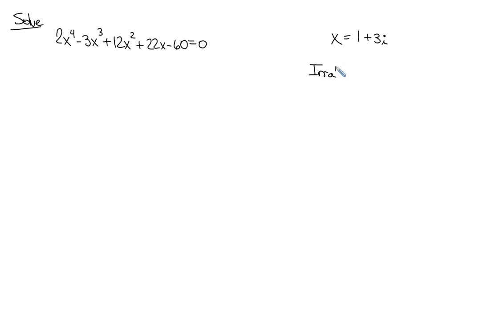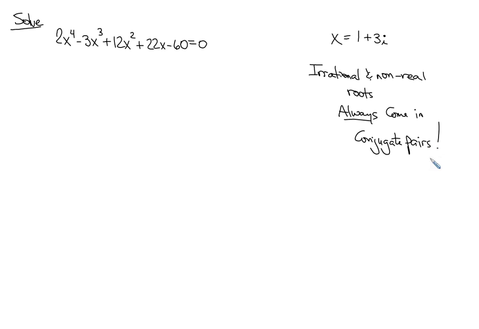So irrational and non-real roots always come in pairs. And those pairs are conjugates of one another. So that means that if x equals 1 plus 3i as a root, we're also going to get another one for free. What's the one we're going to get for free? 1 minus 3i. Do you guys understand why that is?